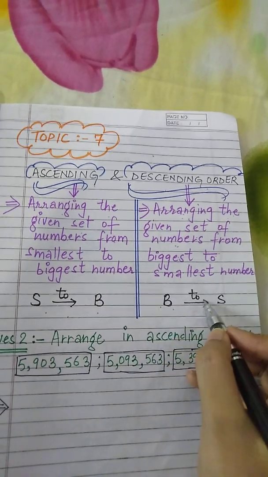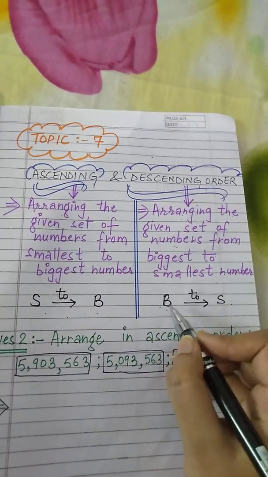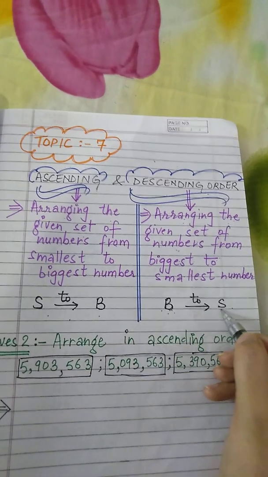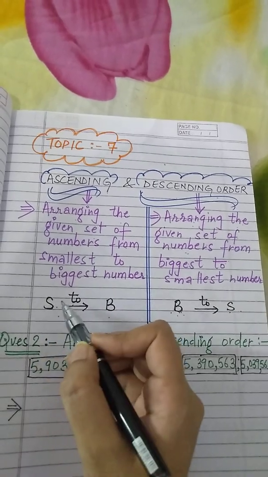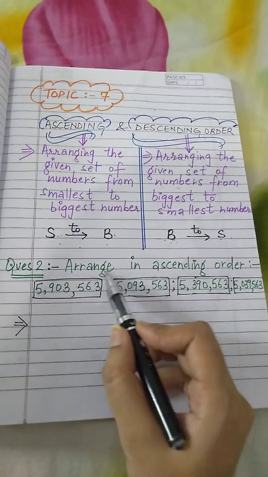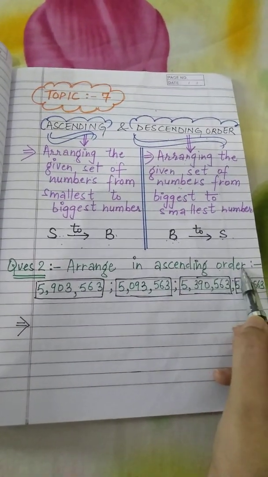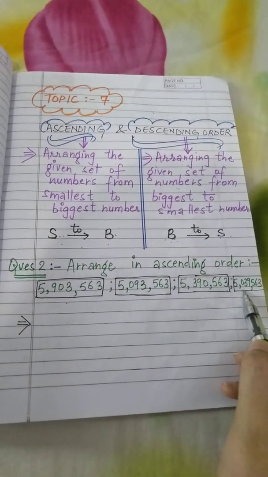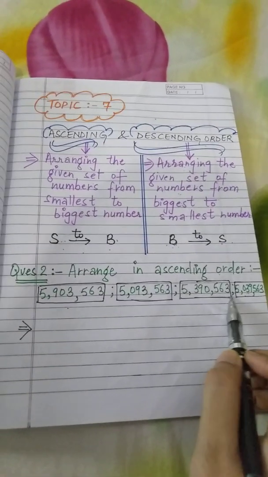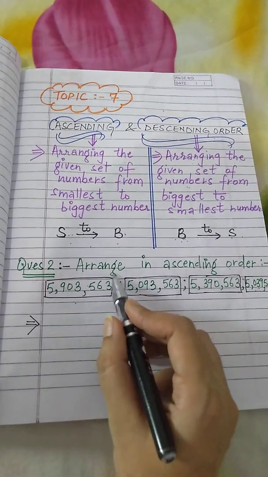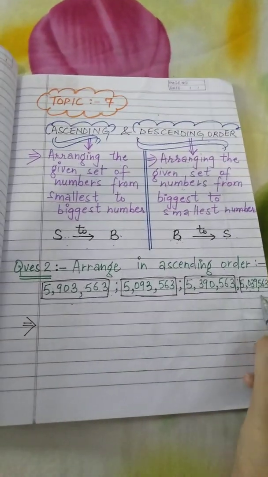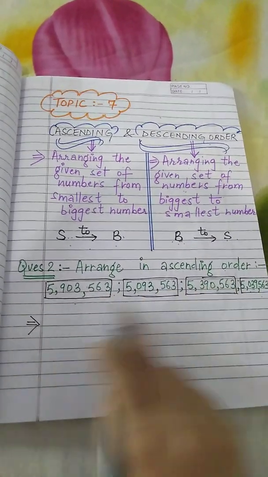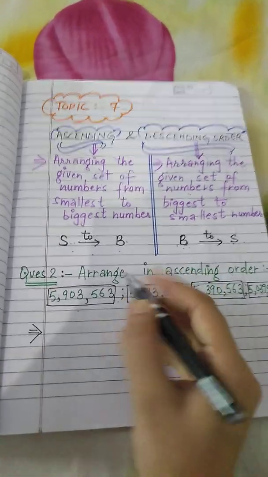That is, biggest to smallest. We have to arrange the numbers from biggest number to smallest number, and here we have to arrange the numbers from smallest number to biggest number. So question number 2 is arranging in ascending order. Here four sets of numbers are given. So first of all, we just have to write down the places over each digit so that it will become easier for us to arrange the given set of numbers in ascending order.